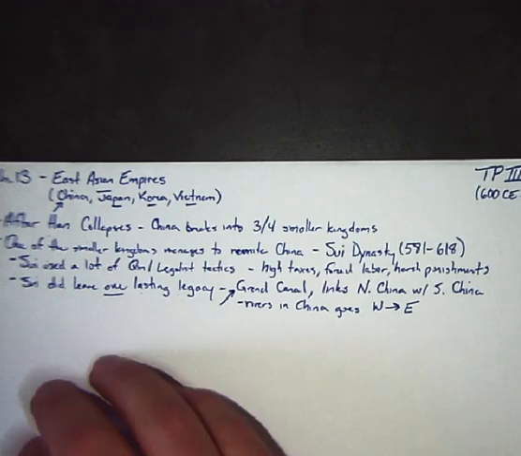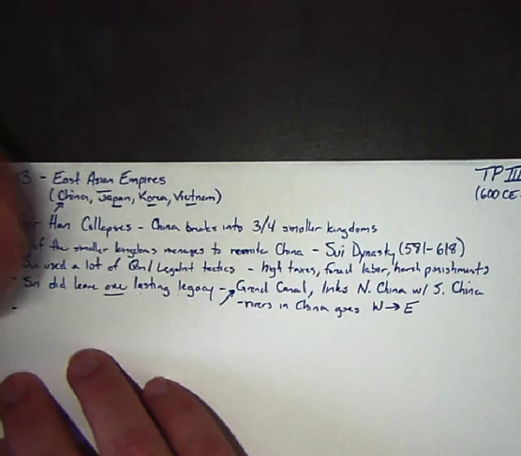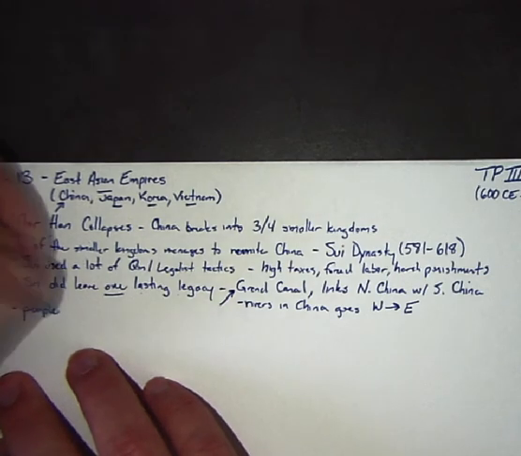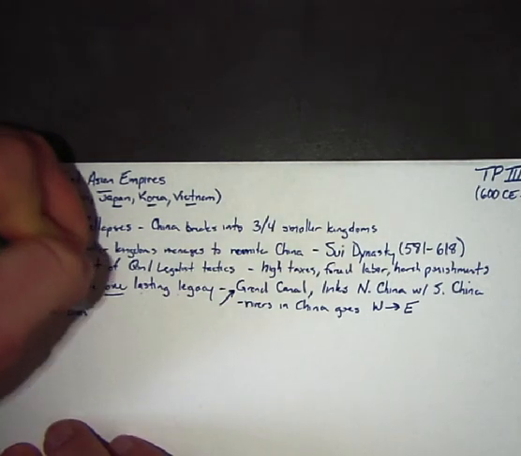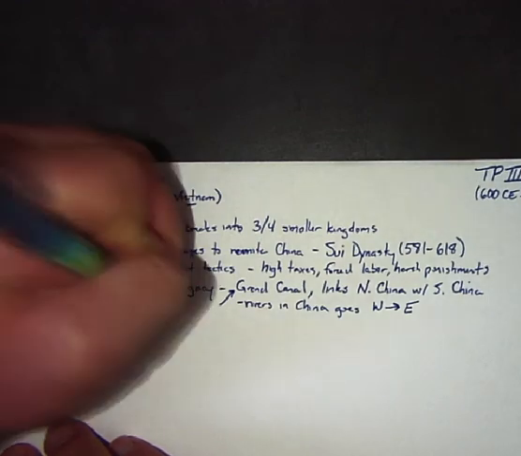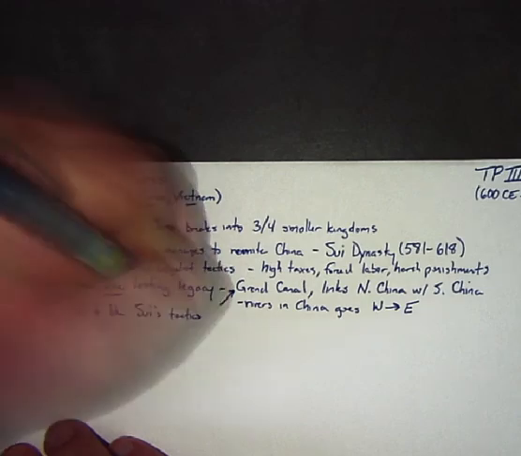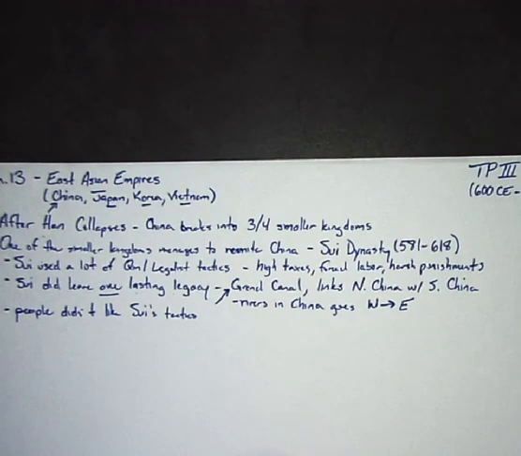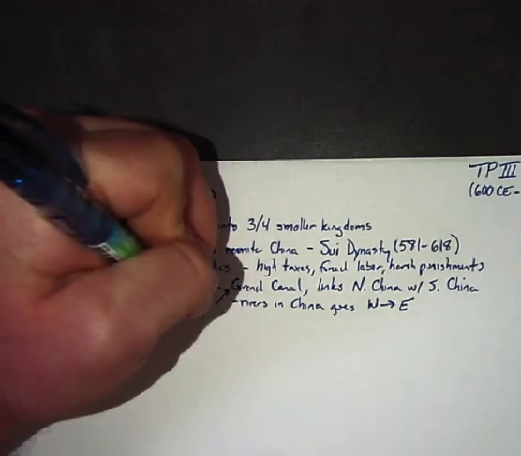Now, as you can imagine, the people did not like this, just like they didn't like the Qin dynasty. They didn't like the Sui's tactics, and so there were rebellions.